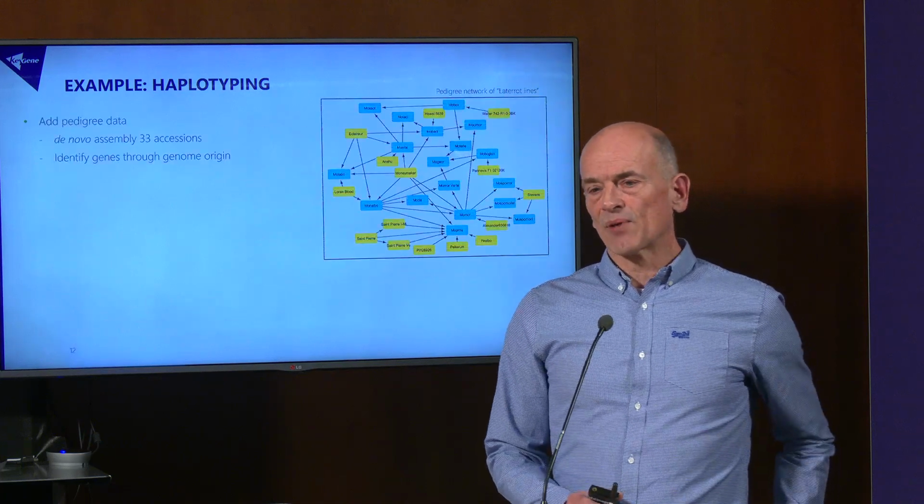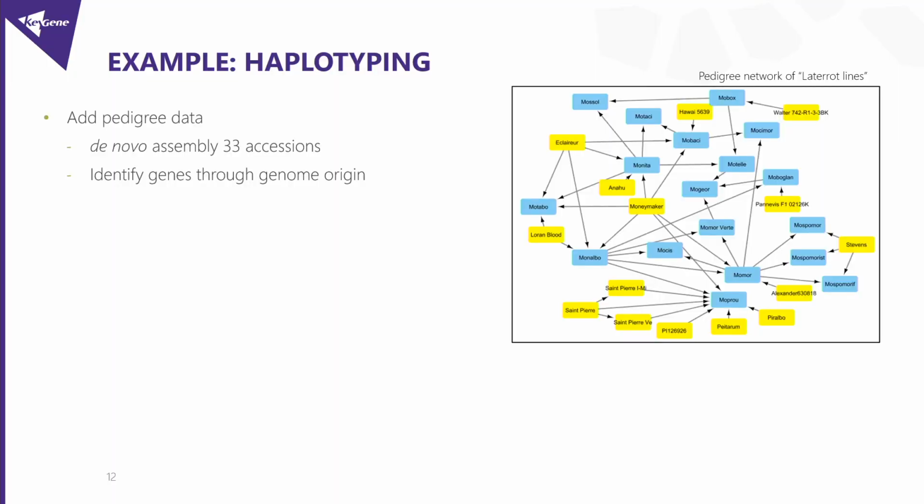The other example of haplotyping is if you add pedigree data. So here I show an example of the pedigree of the Latero lines, which are well known in the tomato community. So I think it would be great if I had the genome assembly of all 32 or 33 accessions, so that I could actually follow my genes through the pedigrees to see which genes cause which resistance.